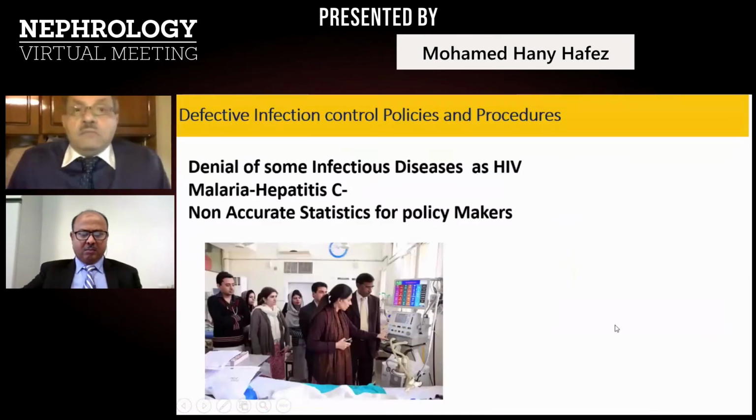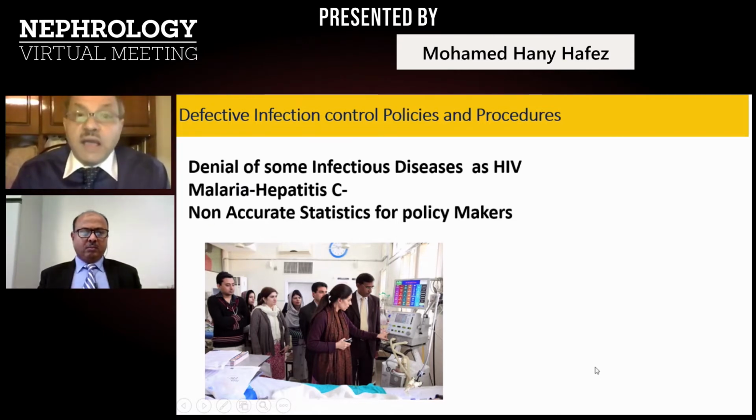The problem in our developing countries is the defective control policies and procedures. Sometimes there is denial of some infectious diseases such as HIV, sometimes holistic management of malaria or hepatitis C, for example, except in few countries, and non-accurate statistics for policymakers.